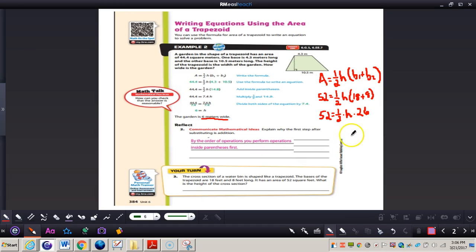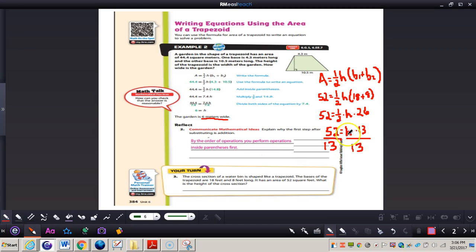Now what we'll need to do, multiply 1/2 times the known measurement. We can't multiply 1/2 times the height yet. We don't know that. So 1/2 times the known measurement will give us 13. So now we have 52 equals h times 13. Now that we have everything, all the steps that we can do, and we just need to find h, what we'll do is we'll divide by 13 on both sides, just like we would with an algebraic equation.